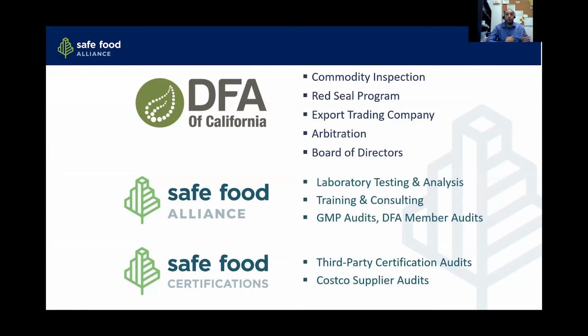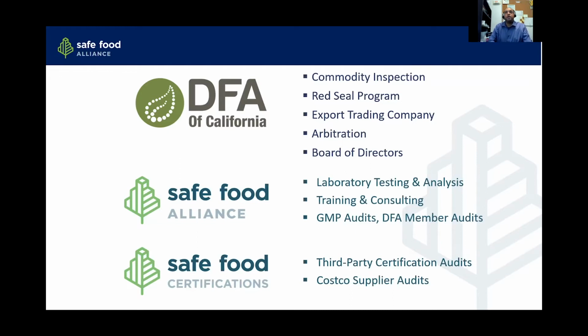For those that have worked in dried fruit or tree nuts in the Central Valley of California, you probably know DFA of California. We do commodity inspection, the Red Seal program, which comes along with that, and we administer a couple of export trading companies and do arbitration between our members. Safe Food Alliance, the branch of the company bringing you this webinar, is where all of our food safety activities sit. That's laboratory testing, research, training and consulting, which is where John lives, and GMP and DFA member audits. And then, like I mentioned, we have kept separate from the company, to avoid any conflicts, Safe Food Certification, where we have our third-party certification audits, including Costco supplier audits.